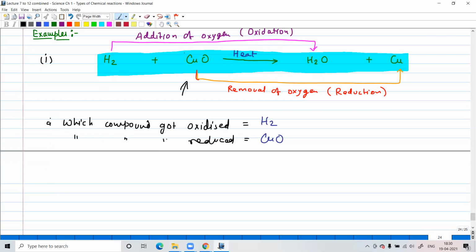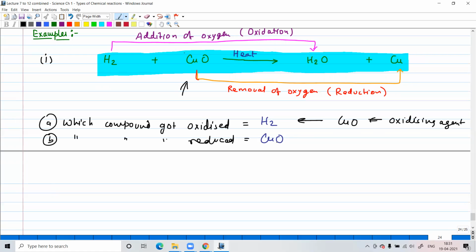First one, what got oxidized? Hydrogen got oxidized. What got reduced? Copper oxide got reduced. So if hydrogen is getting oxidized, why did it get oxidized? Because copper oxide was there and it facilitated this oxidation. So because of that, CuO becomes the oxidizing agent. They will facilitate something. That's how this copper oxide becomes the oxidizing agent.